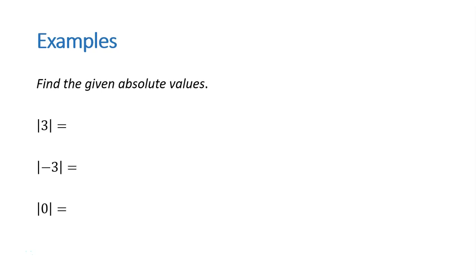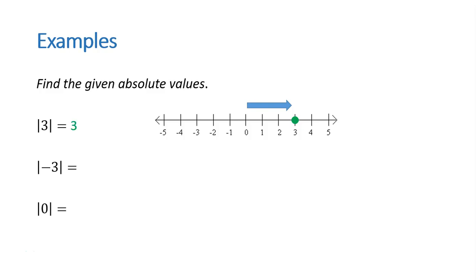Okay, let's look at a couple of examples involving absolute value. We want to find the given absolute values: absolute value of 3, absolute value of -3, and absolute value of 0. For absolute value of 3, here's our number line. We want to get to 3 from 0. So we start at 0, we go to 1, 2, and then 3. So we've traveled 3 units, in this case in the positive direction. The distance traveled from 0 to 3 is 3. So the absolute value of 3 is 3.